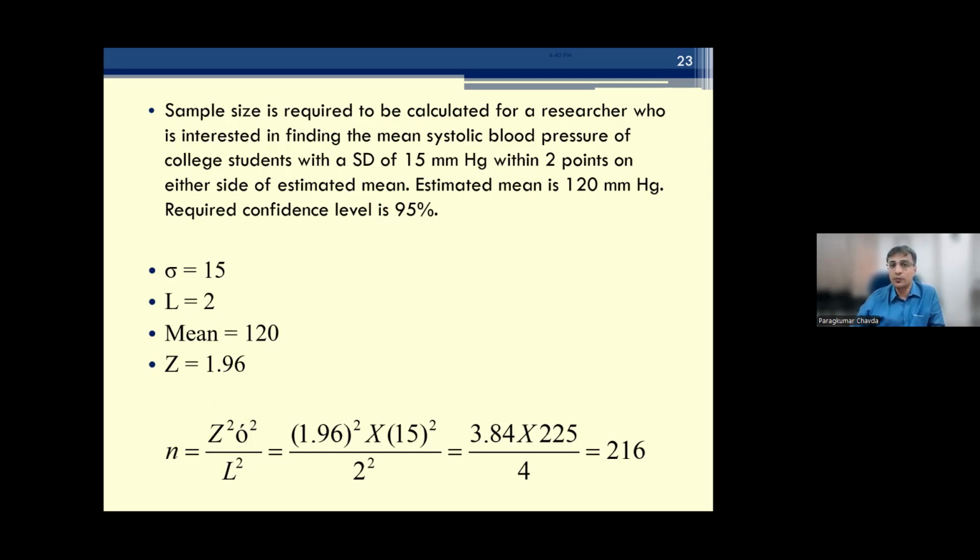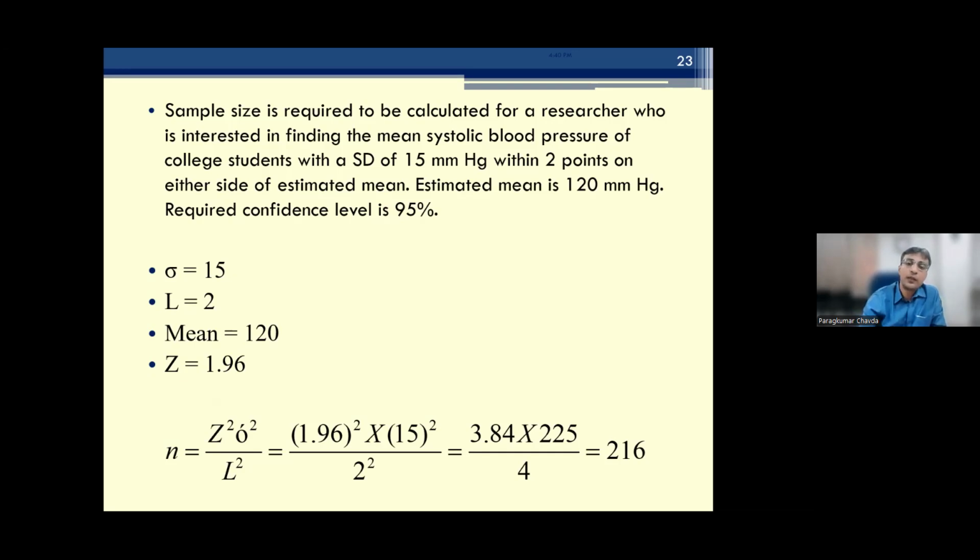if the standard deviation is 15 millimeters of mercury, we are saying that we want it within 2 points, which means the precision has to be 2 millimeters of mercury, as opposed to the standard deviation, which is 15. So this is relatively a very high precision, very strong precision. So this would require a relatively larger sample size, which is 216.